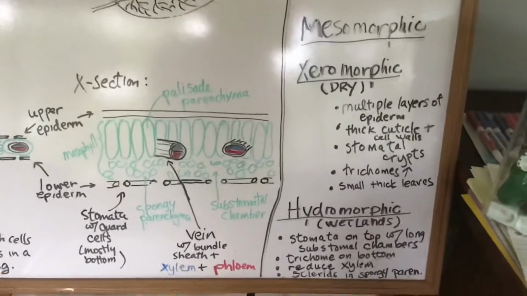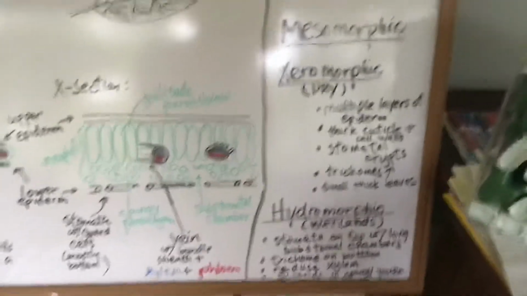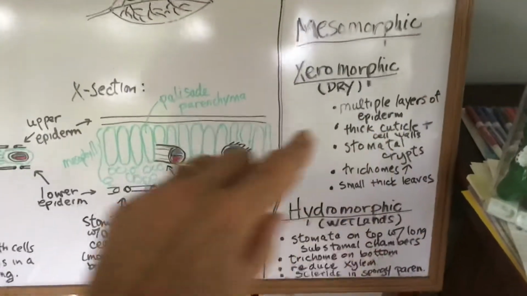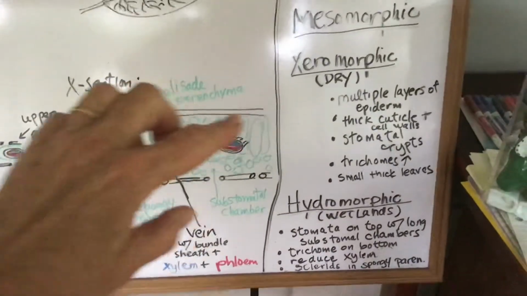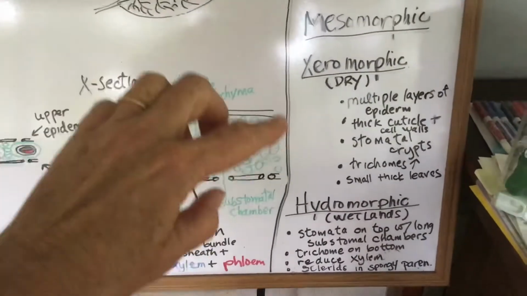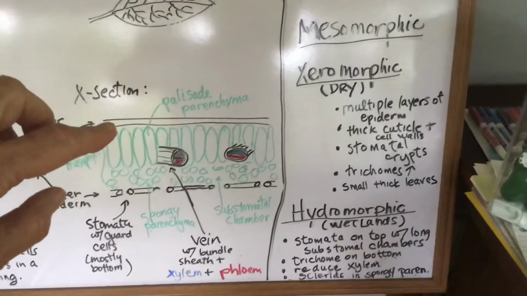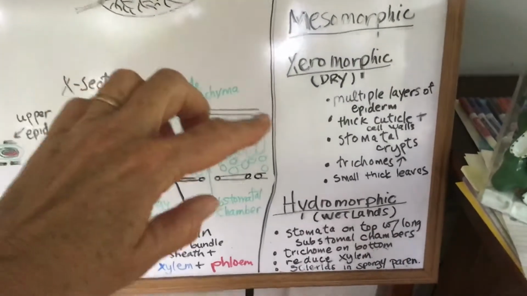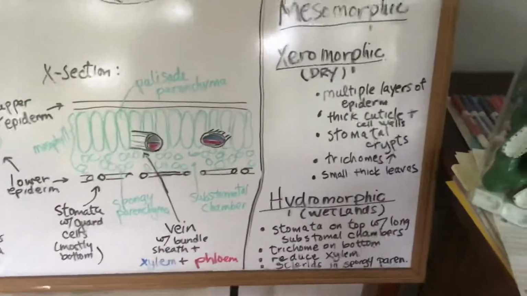So some of the modifications that you might see are multiple layers of epiderm. So in a dry environment, I might have many layers of epiderm with cuticle, and sometimes really thick cuticle and sometimes really thick cell walls.